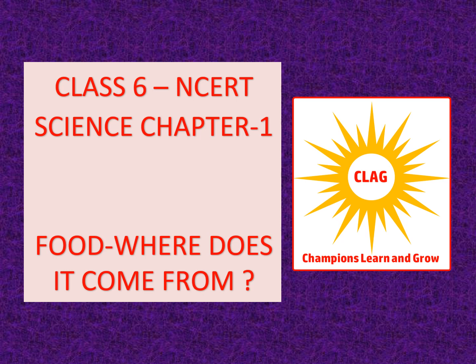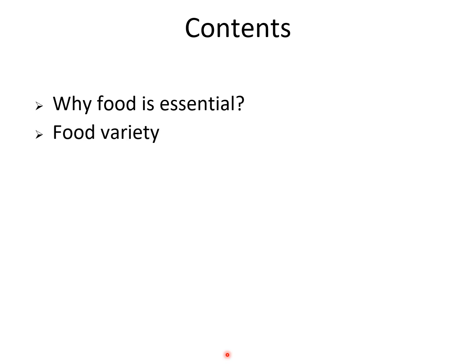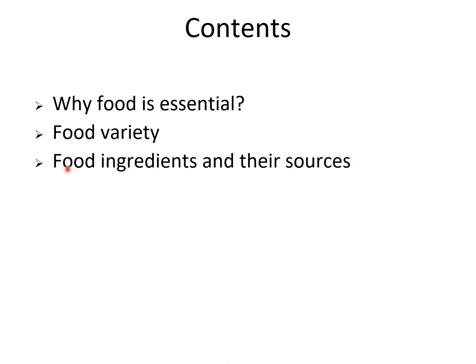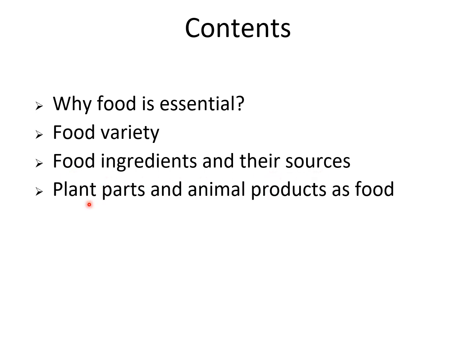Today in this video, I am going to tell you about chapter 1 of NCERT class 6, that is Food: Where does it come from? In this chapter, we will learn, first, why food is essential. Second, what is food variety? Third, we will learn about the food ingredients and the resources. Then plant parts and animal products as food. Then what do animals eat?